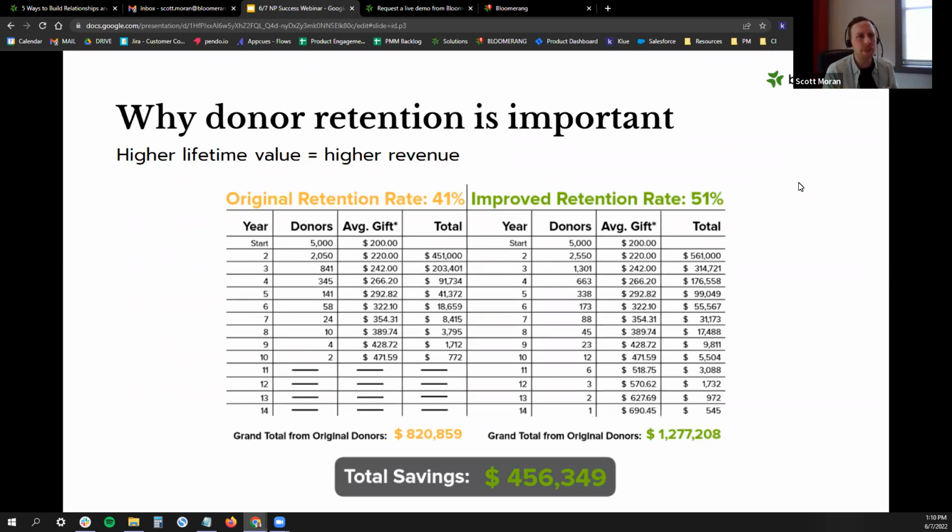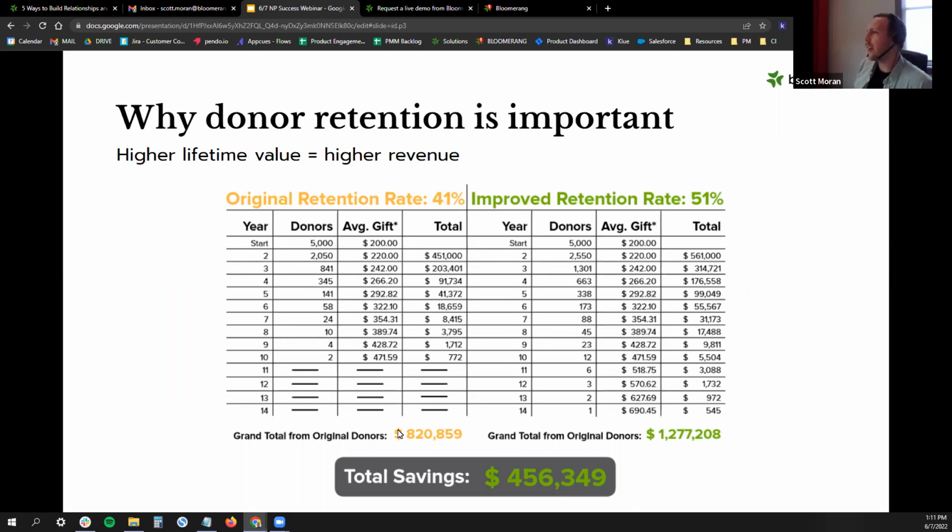But for a really concrete example, just looking at straight numbers, this is just the numbers slide. I know it's a little scary, but these are two hypothetical scenarios with, let's say, an organization that has 5,000 donors. So you're starting with that in year one. The one on the left has a retention rate of 41%. The one on the right has a retention rate of 51%, so a bump of 10%. Notice on the left that by year 2, they're dropping off about half their donors. So their giving total for the next year is about half, and they get all the way down to a grand total over 10 years of $820,000.